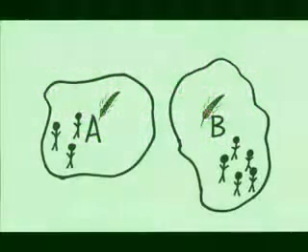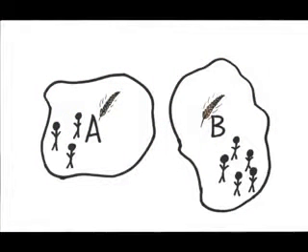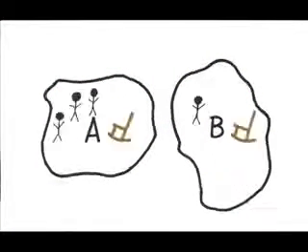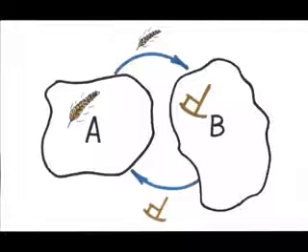So if country A could produce food using less labor than country B, and country B could produce furniture using less labor than country A, then it would be mutually beneficial for the countries to trade with each other. About 100 years later, David Ricardo pointed out a flaw in the model.